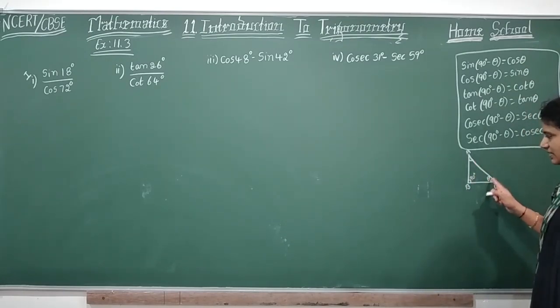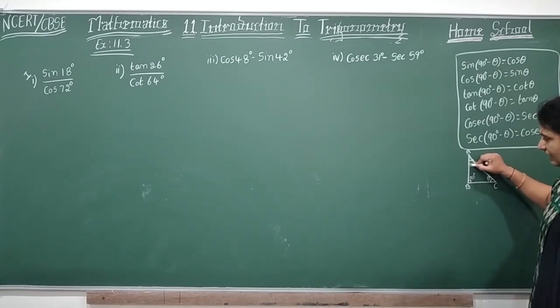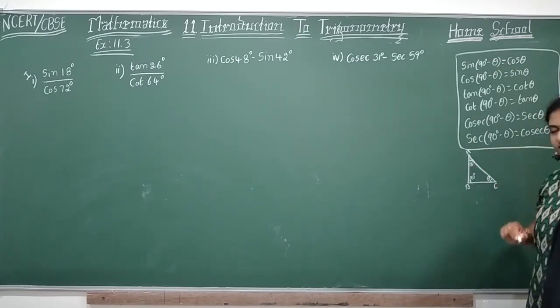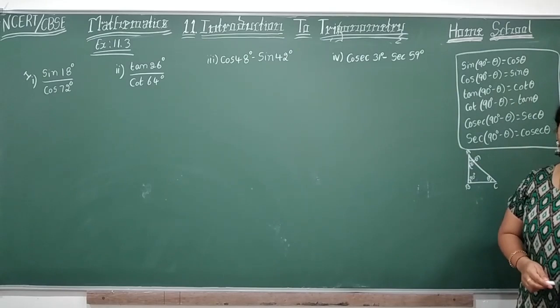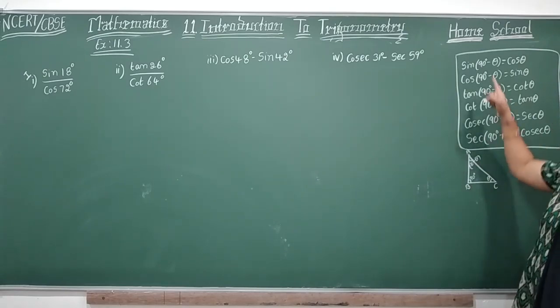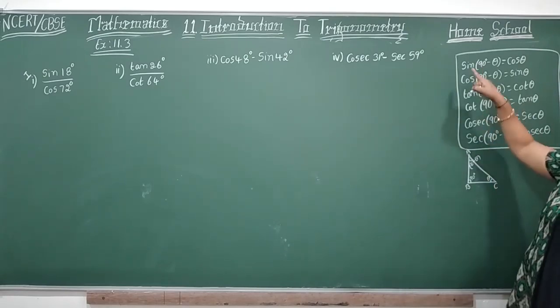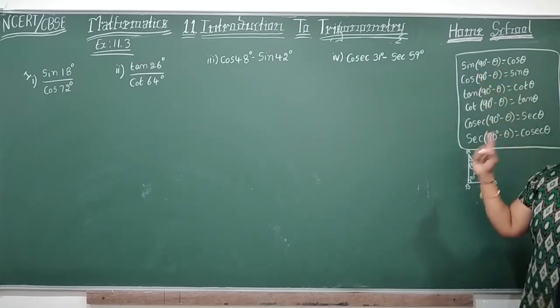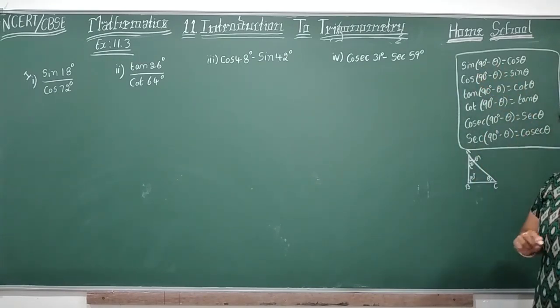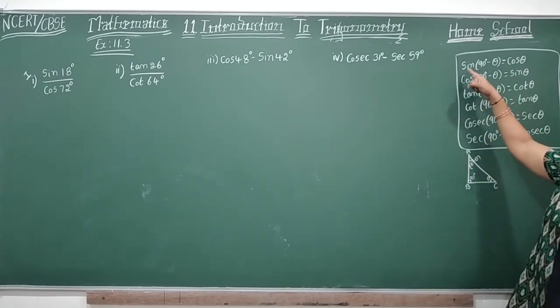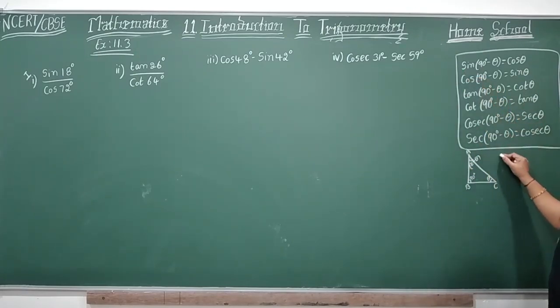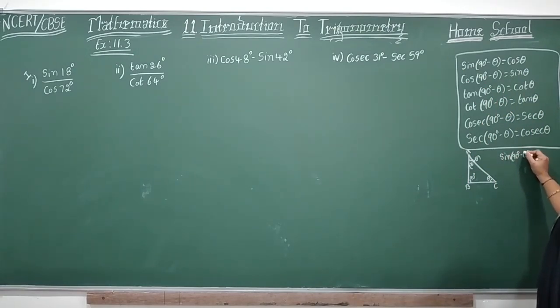So here this is theta. What will be this angle? It will be 90 degrees minus theta. Look here, I have written outside 90 degrees minus theta. So just verify one formula here. Sine of 90 minus theta is equal to cos theta, it seems. Let's take the angle 90 minus theta and the ratio sine. Let's apply here: sine of 90 degrees minus theta.